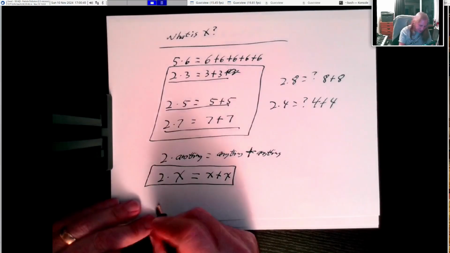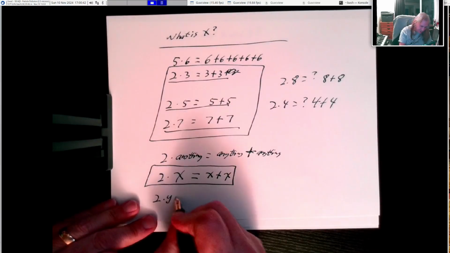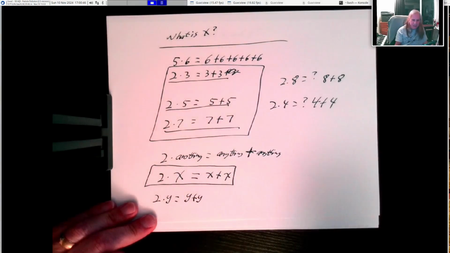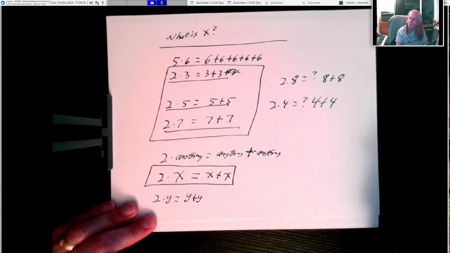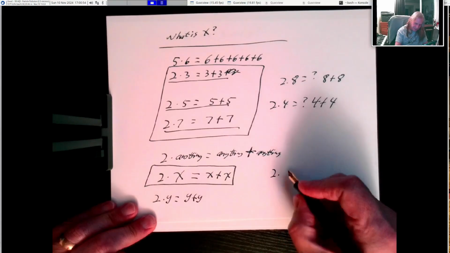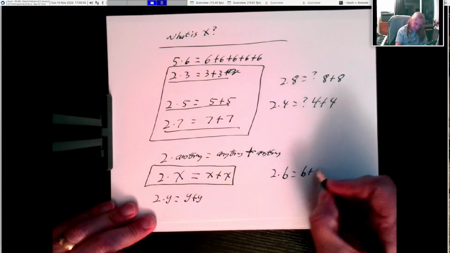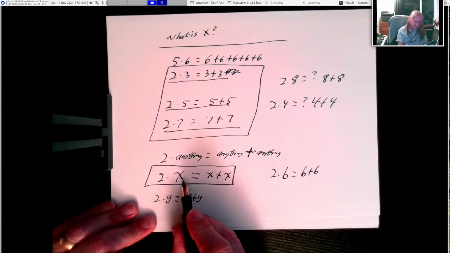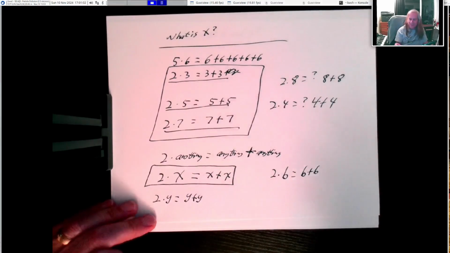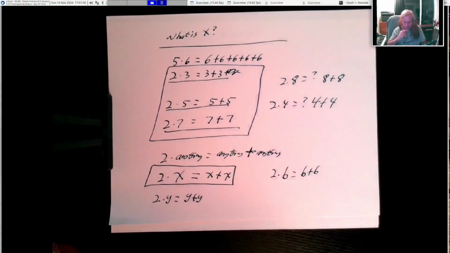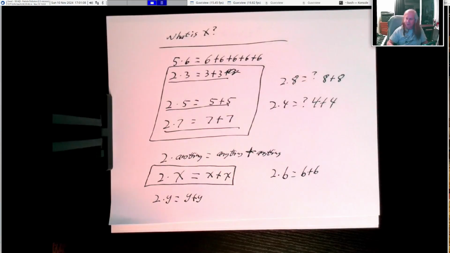Now I could also have said 2 times y equals y plus y, because y is just like x. It's just a symbol which means anything. And I could have said, 2 times b equals b plus b. This is stating exactly the same fact as that, exactly the same fact as that. B is just a variable, so we use a single letter, usually lowercase, and that letter means any value.